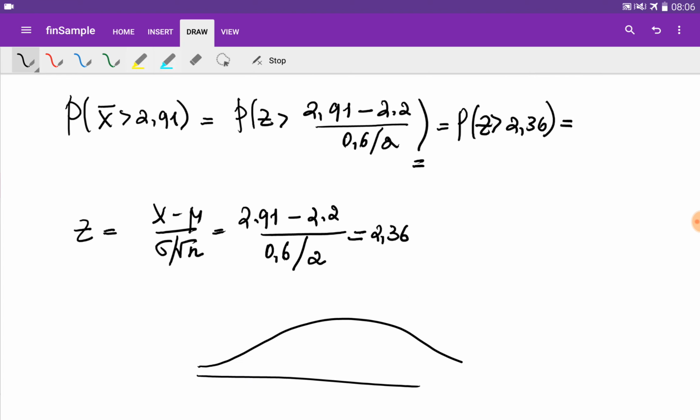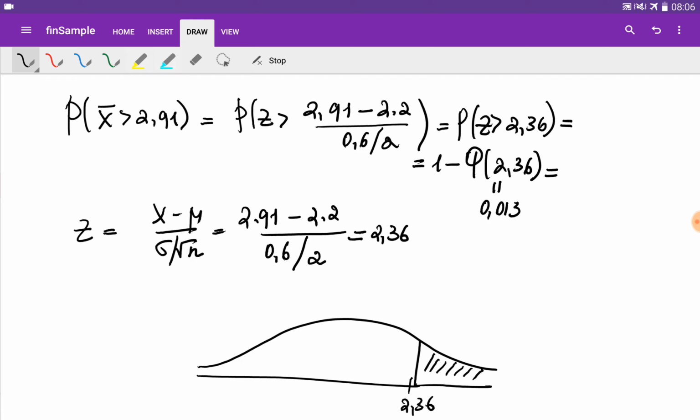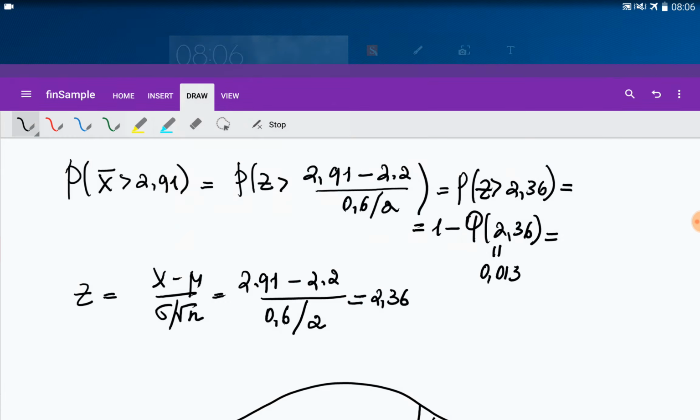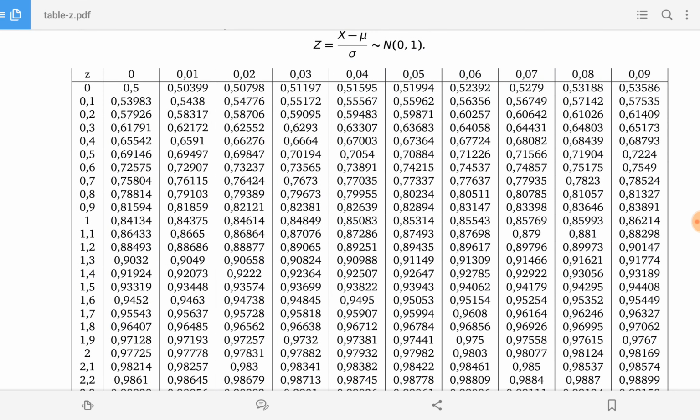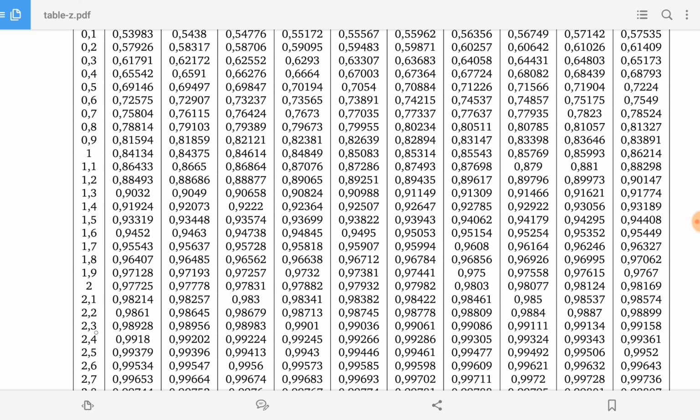So basically what we have to do is, we're given the critical point, which is 2.36. Probability that Z is bigger than this, it means that we need to find this area, which is going to be 1 minus the area until this point, phi of 2.36. This area is roughly 0.013 from the table, right? So we can go to the table and find this area one more time. So 2.36, 2.3, and then 0, 1, 2, 3, 4, 5, 6. So this is going to be 0.99.